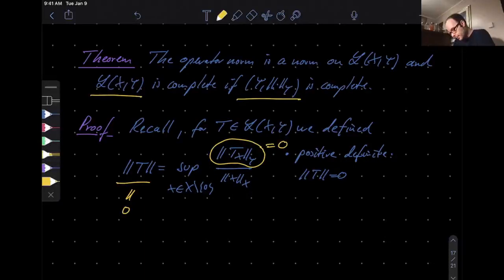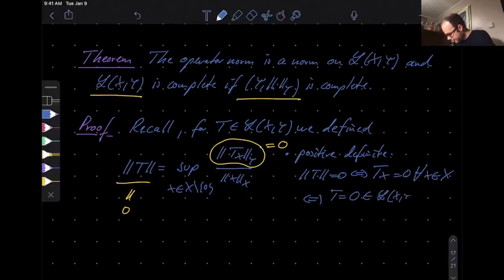But by the norm properties of Y, this means that T of x has to be equal to 0 for all x in X. But this is precisely saying that T is the 0 operator. Okay, so T is equal to 0 in L(X, Y). Careful here, there are many zeros floating around. This 0 up here is the 0 vector in Y space, whereas this one here is the 0 linear transformation. That's why I wrote it here. Okay, so positive definiteness is clear.